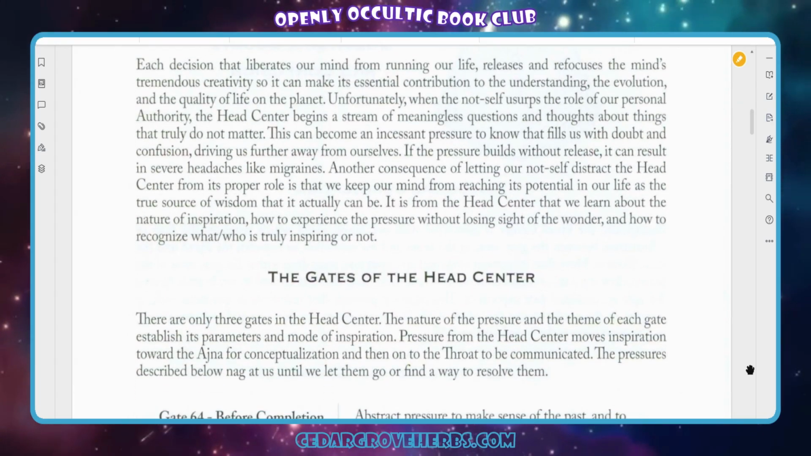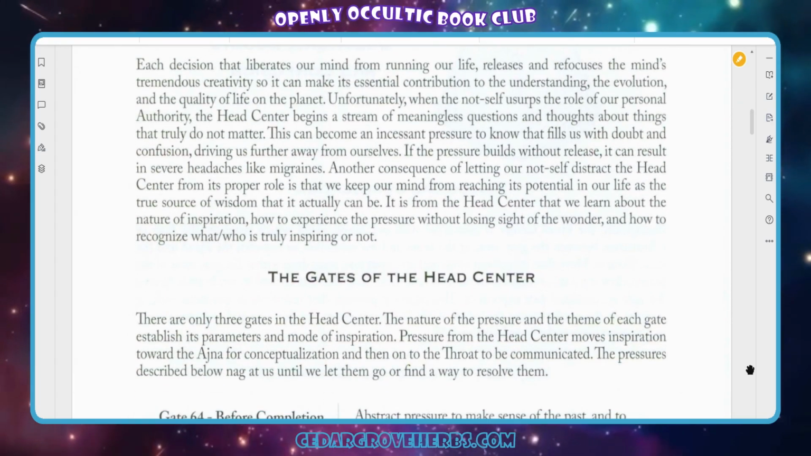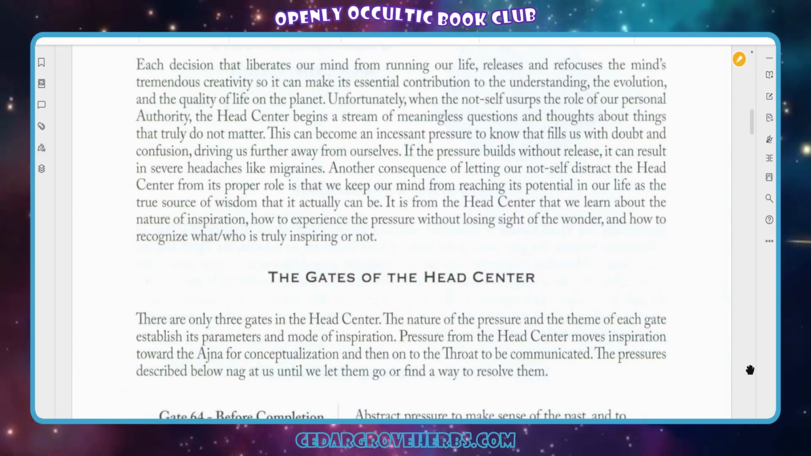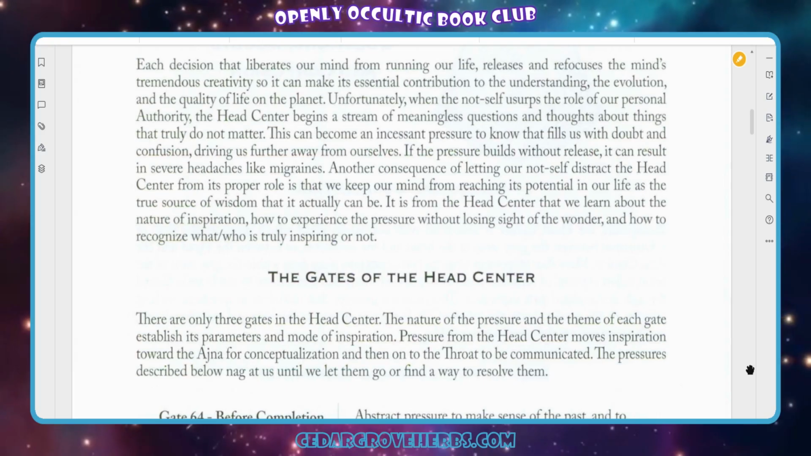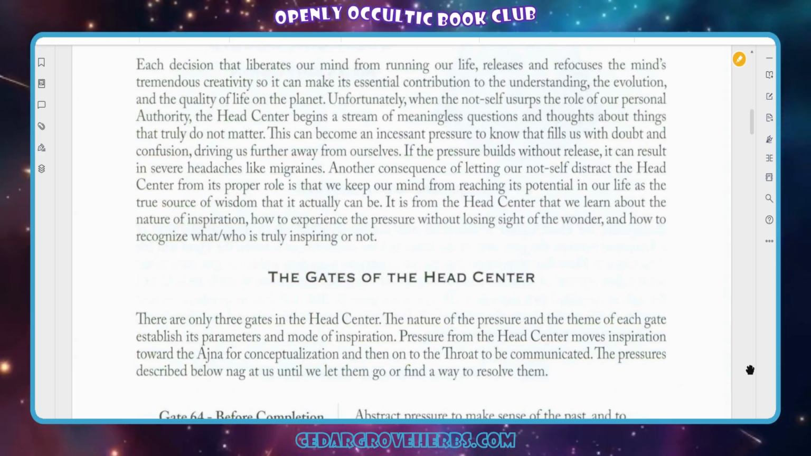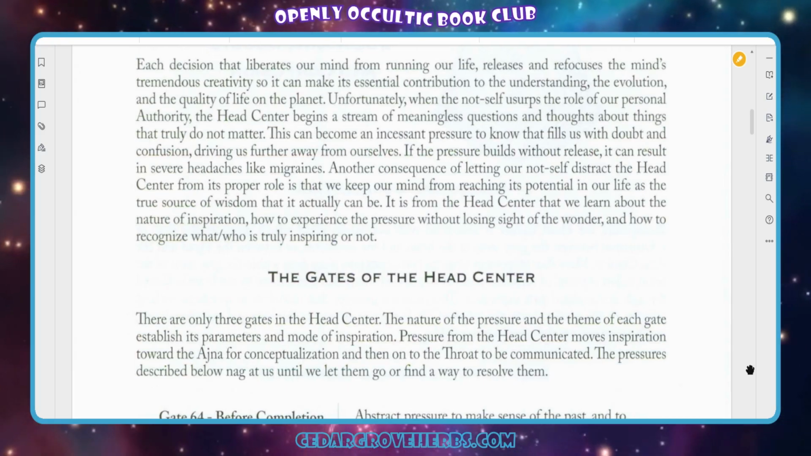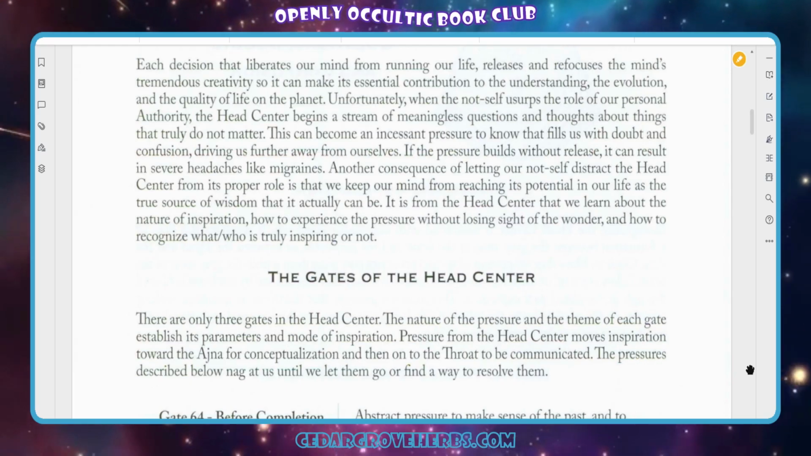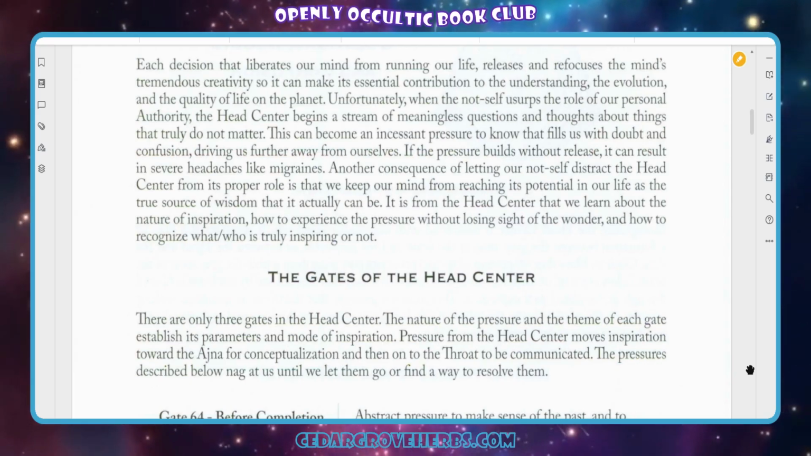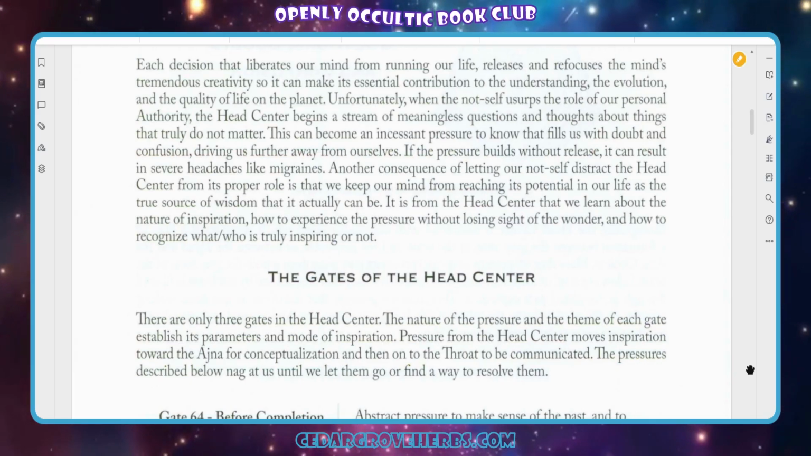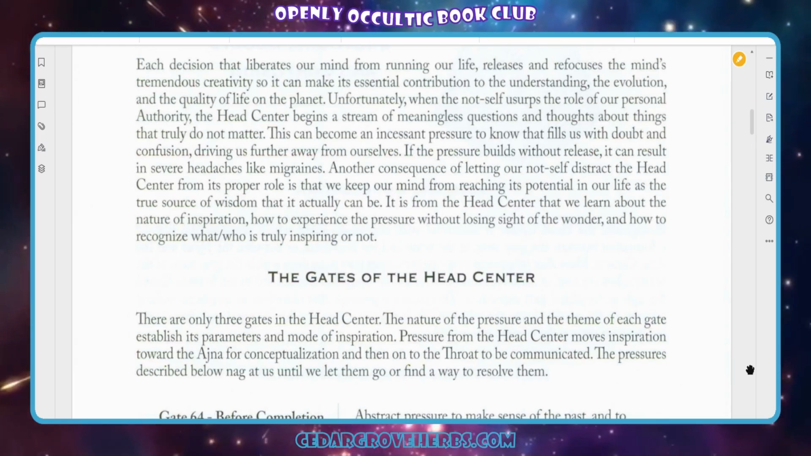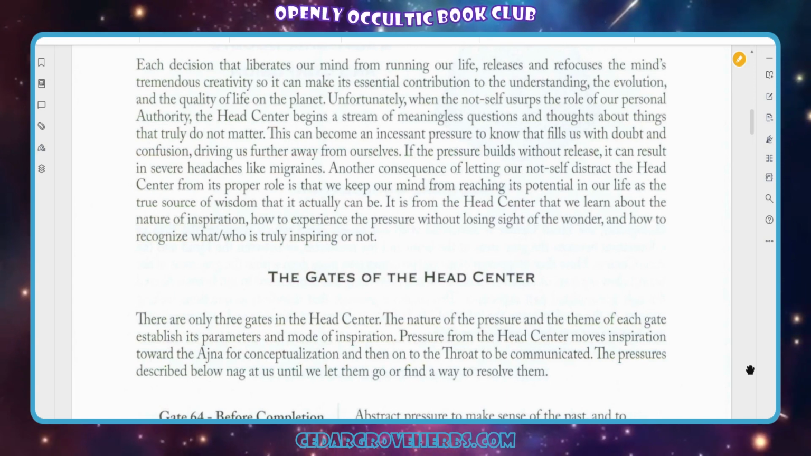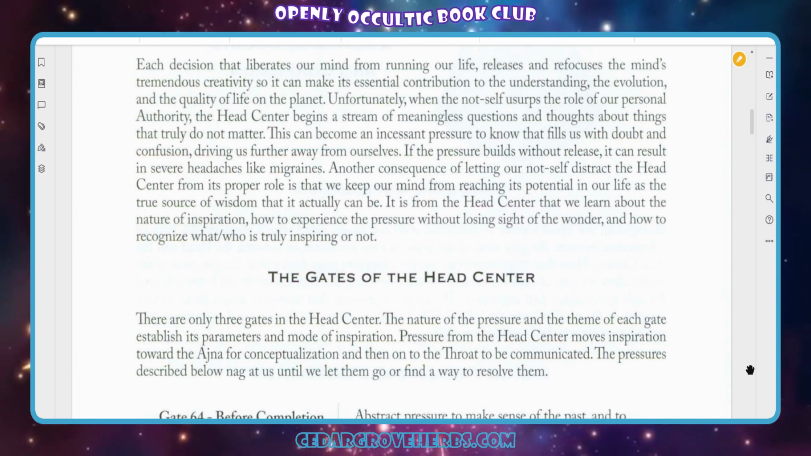Another consequence of letting our not self distract the head center from its proper role is that we keep our mind from reaching its potential in our life as the true source of wisdom that it actually can be. It is from the head center that we learn about the nature of inspiration, how to experience the pressure without losing sight of the wonder, and how to recognize what or who is truly inspiring or not.